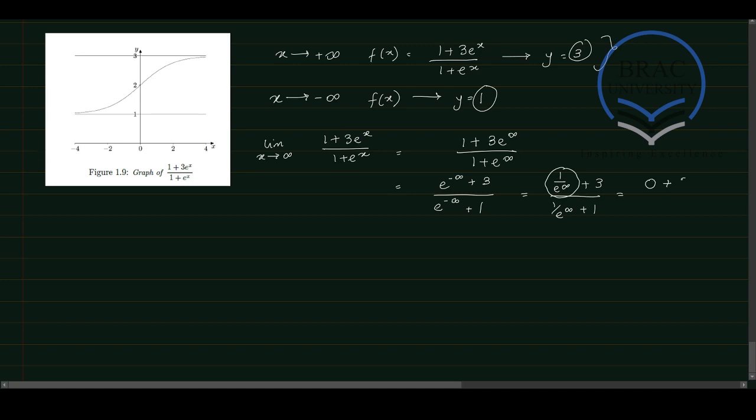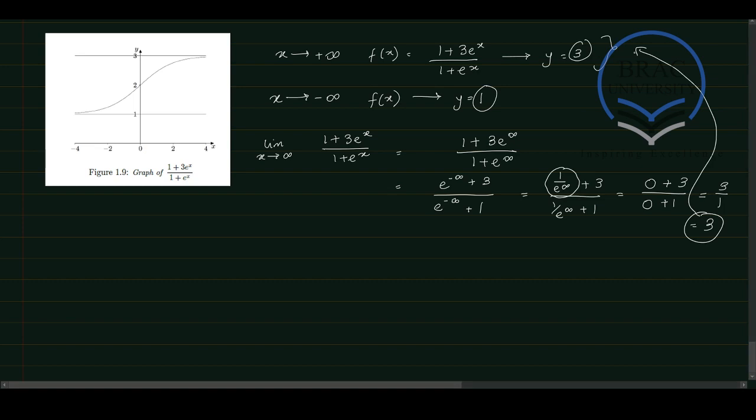So I'm left with 0 plus 3 in the numerator and 0 plus 1 in the denominator. What that leaves me with is 3 by 1, which is equal to 3. So you can see that this exactly matches the expected result that we were supposed to get.